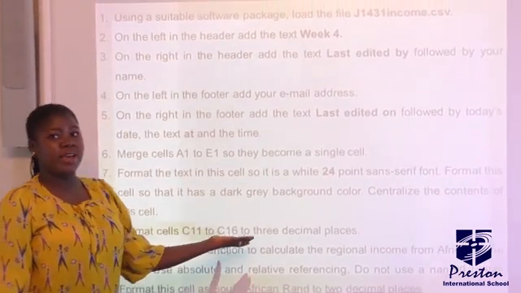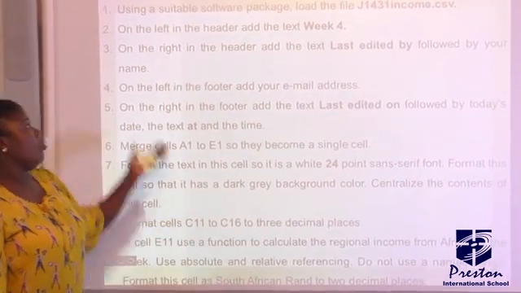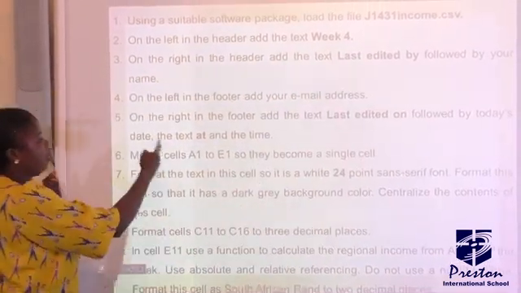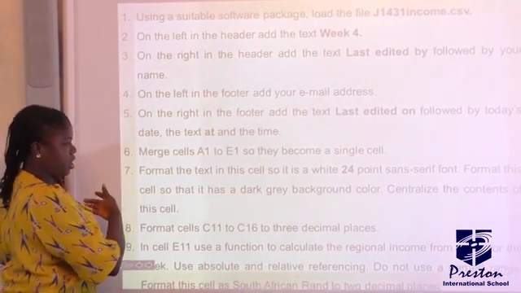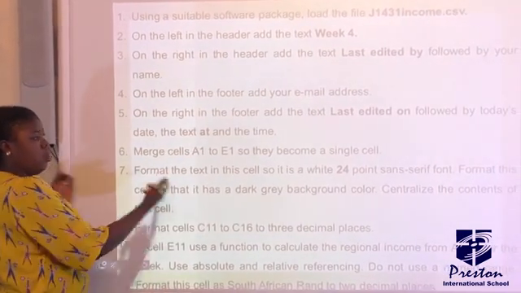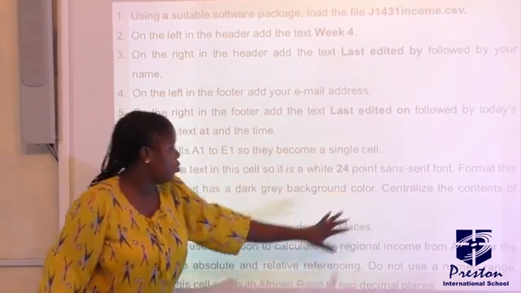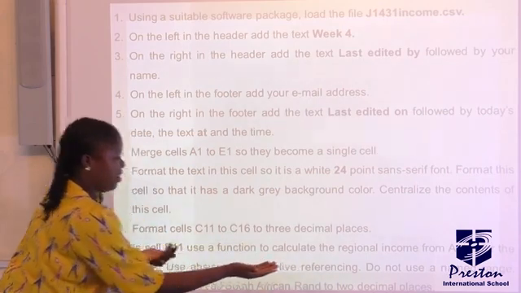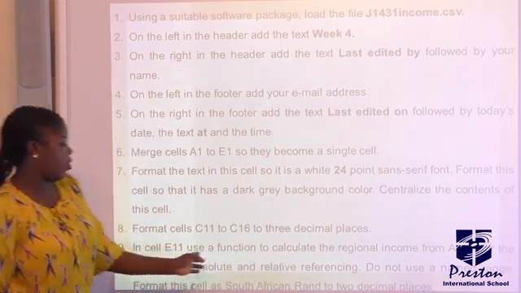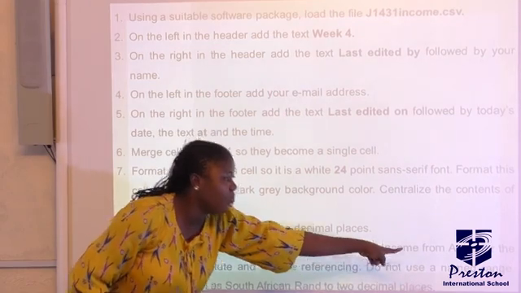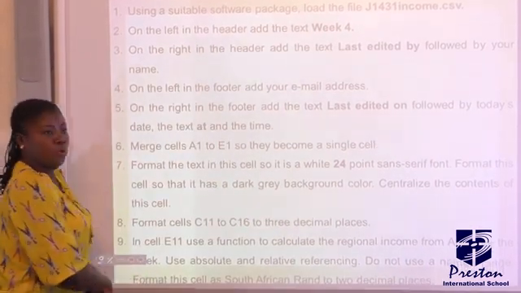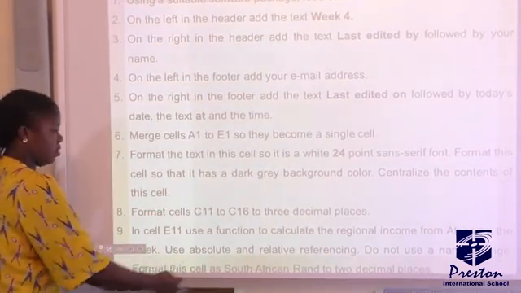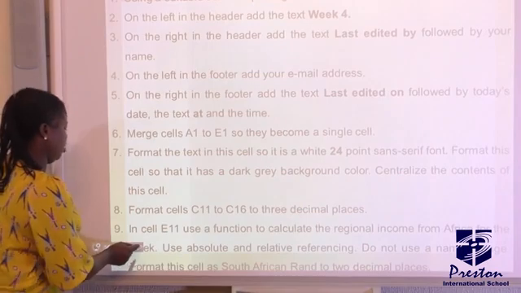This is the question I gave you for the last class. You have to use header and footer. I will show you how to go about that. Then merge cells, we've worked on merging of cells. Format text in the cells, we'll do that too. But the main part I'm going to is your question number 9. That's what the majority called my attention to, where you have to use a function to calculate the regional income from Africa to the present, and we should use absolute and relative referencing. The condition: do not use a named range cell.